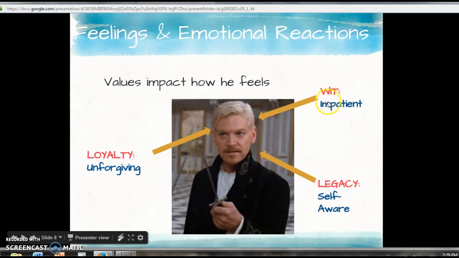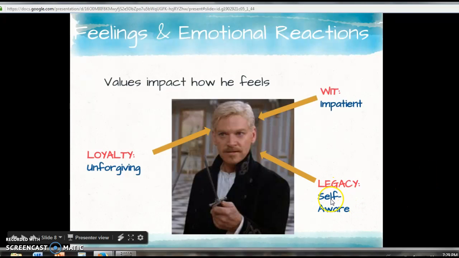Wit, we know, is important because it's part of the reason that Hamlet is impatient with everybody. He's particularly impatient with characters like Polonius or Claudius, who don't seem to get his complicated wordplay. These are characters who he feels are maybe less intelligent than him. So they cause him to feel really frustrated and impatient in a situation. The fact that he values legacy means that Hamlet has a great deal of self-awareness, and this is going to lead to some unfortunate situations later where he's unable to act because he's constantly debating how it's going to affect his legacy. How is he going to be remembered?